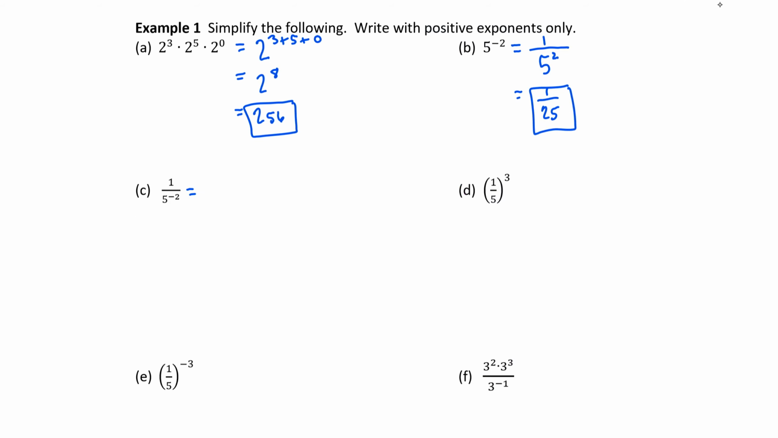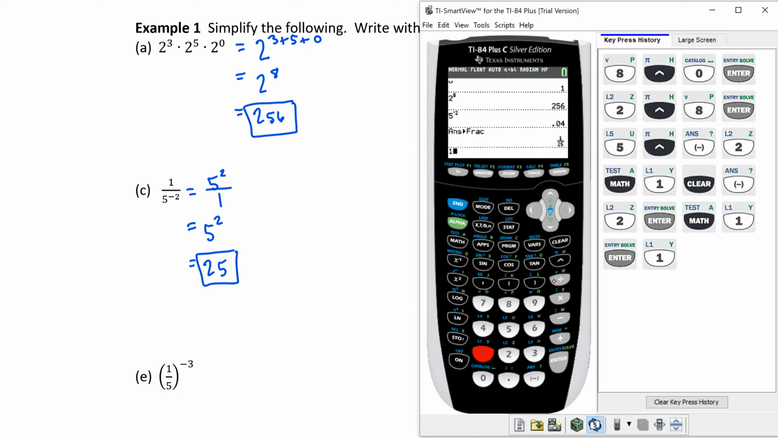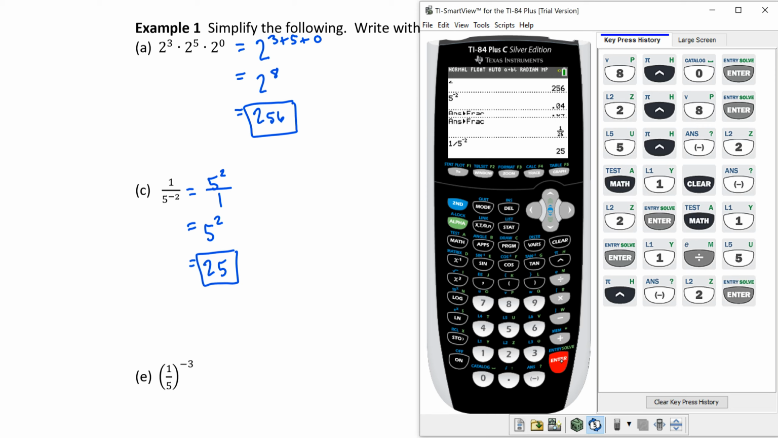Example C is related. Notice the negative exponent in this case is in the denominator. So I'm going to take it out of the denominator and put it into the numerator and change the sign. Now, if you want to write it like this to be very clear what happened, it moved to the numerator, and then you can simplify like so. So 1 over 5 to the negative 2 gives us 25. We can verify that very easily with our calculator. And we get the same answer.